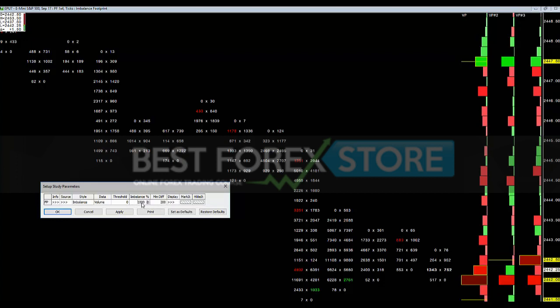So let's just change this, for example, to something low, like 100, and apply it. See how many reds and greens pop up? Too much information, or just not enough qualification. Almost every level's an imbalance because you're really not having a decent percentage. So you could walk this up and down to 500 or 600, apply it, and start to pull back.